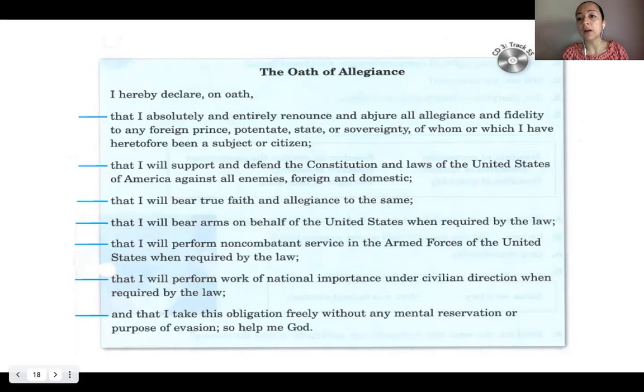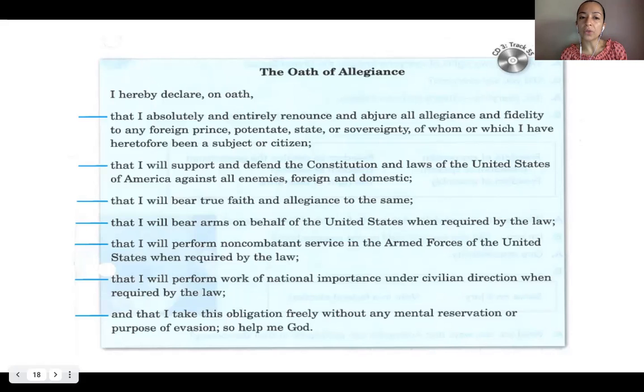Okay, now that we spoke about the rights and responsibilities of everyone in the United States and US citizens, let's talk about the oath of allegiance. The oath of allegiance is the promise you make when you become a US citizen. This is what you are going to say.